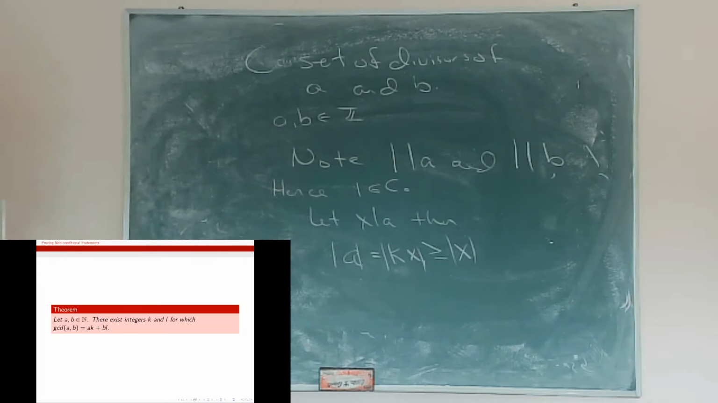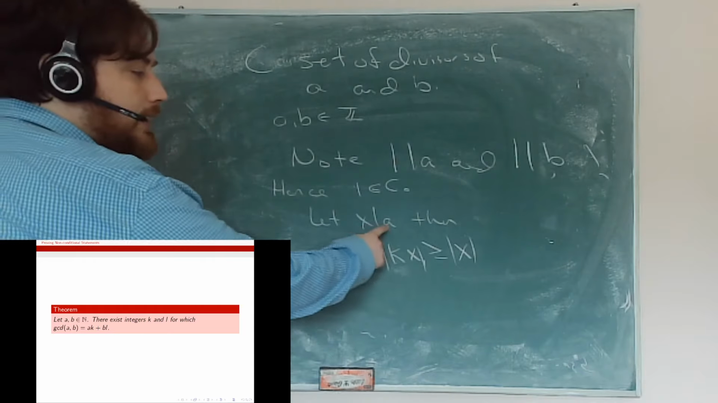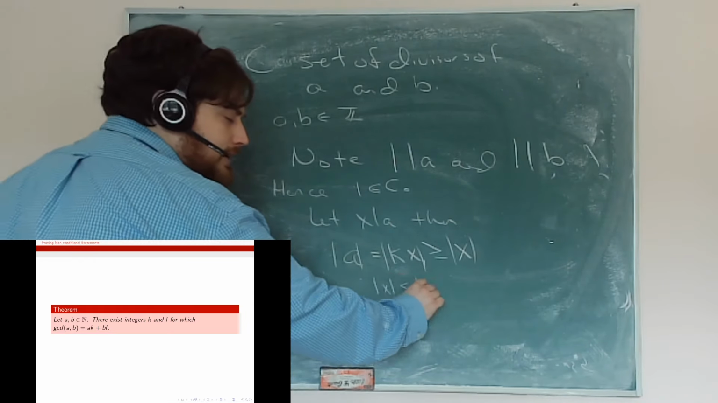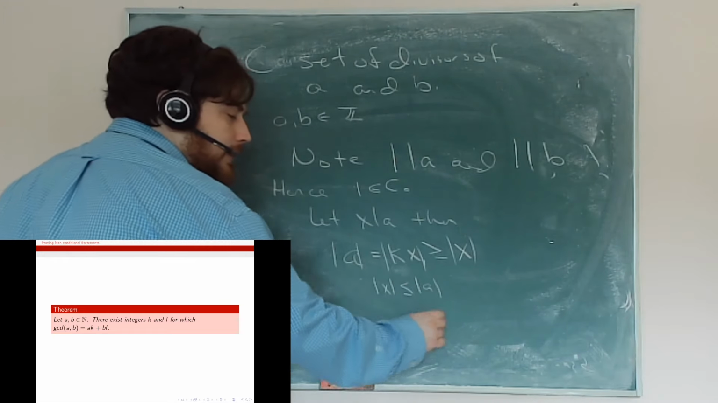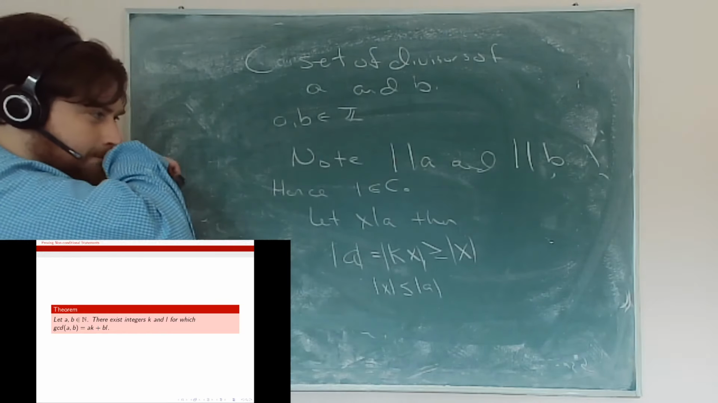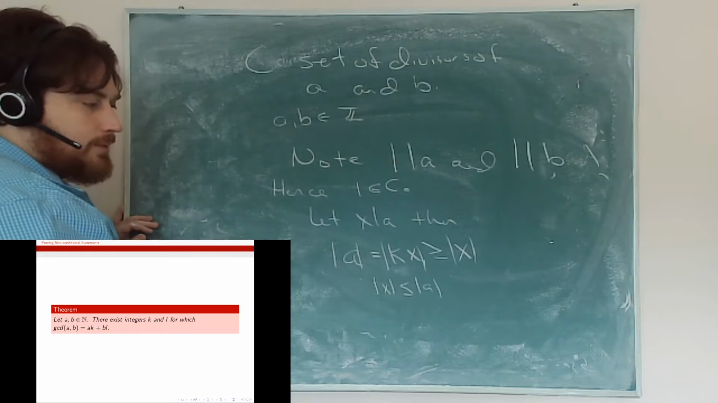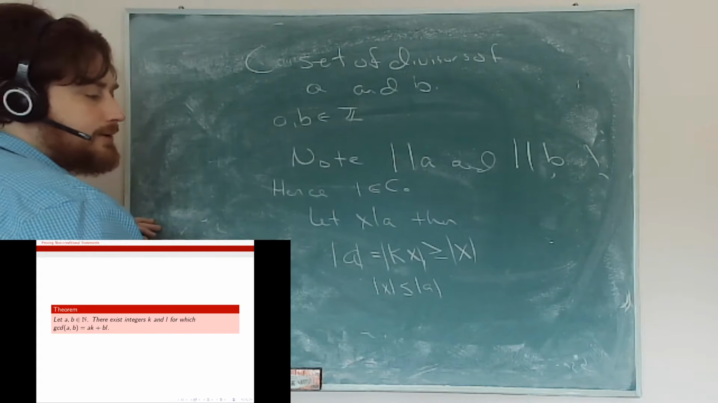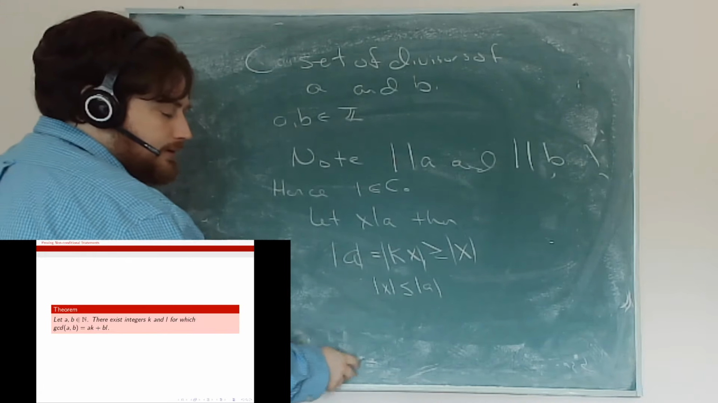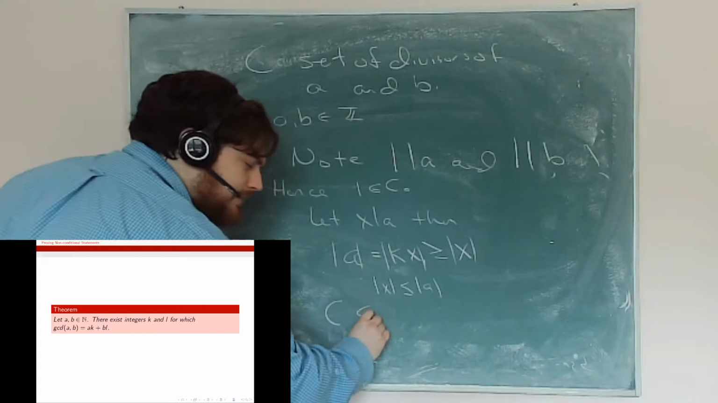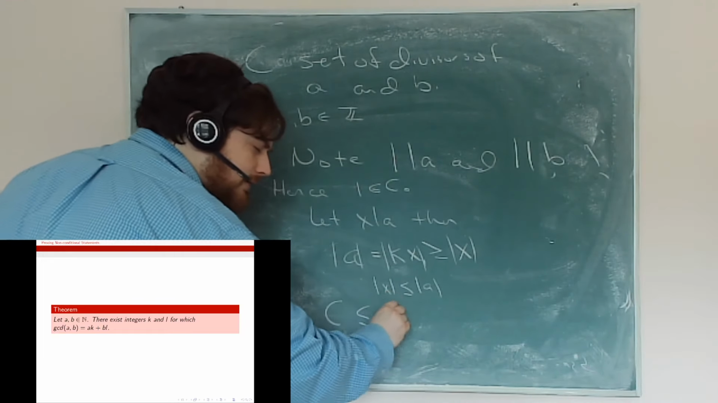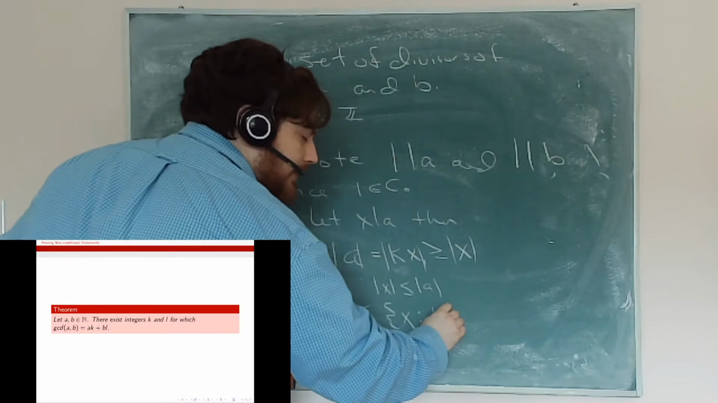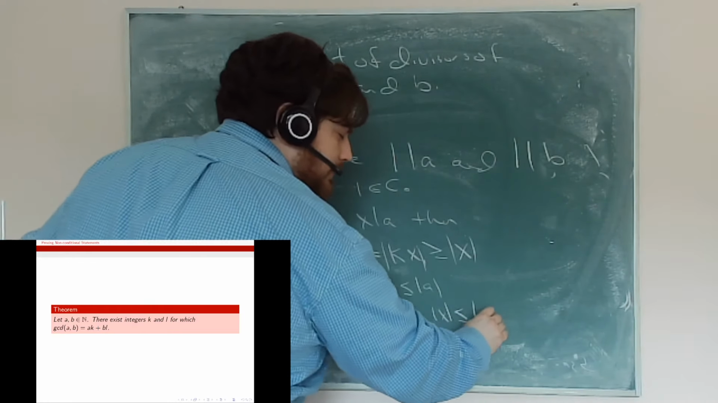Alright, so what I'm trying to point out here is that if I have a divisor x of A, then the absolute value of x is less than or equal to the absolute value of A. Now, what does that mean? Well, it means that all of the divisors of A have to be a subset of the set of all x such that the absolute value of x is less than or equal to the absolute value of A.